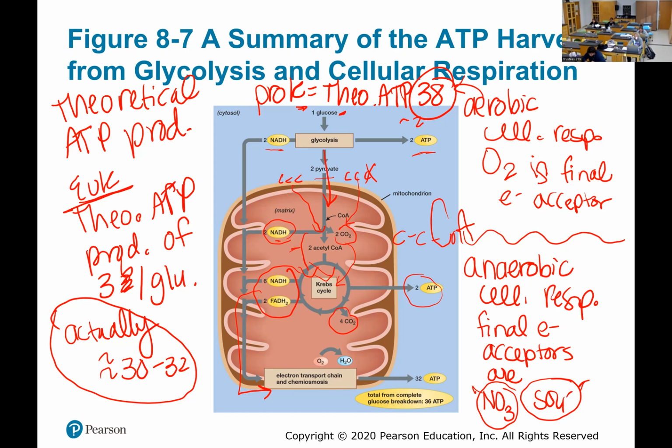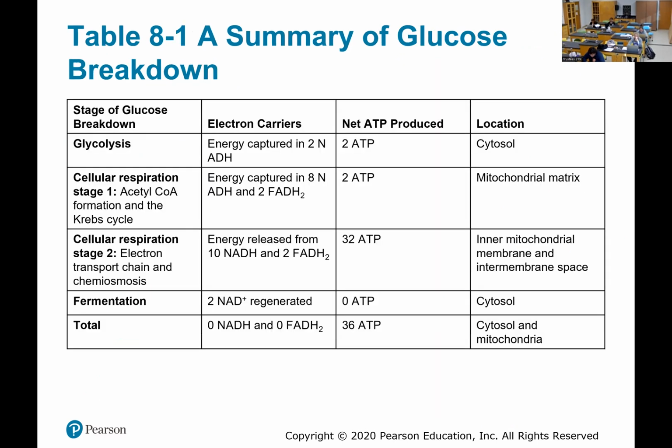And then for anaerobic cellular respiration, the theoretical yield ranges between around 2 and 38. It really depends on the final electron acceptor and the proteins they have. It's just variable for anaerobic cellular respiration. Okay, so anyway, that's my little geek out moment for you guys.